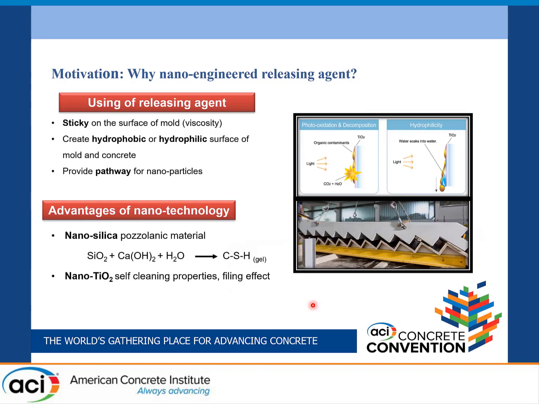The first one is using the releasing agent sticking on the surface of the mold, creating a hydrophobic or hydrophilic surface of the mold and the concrete surface, and providing a pathway for the nanoparticles. And for the advantages of nanotechnology, we use two kinds of nanoparticles. The first one is nanosilica, a pozzolanic material, and the second one is nano titanium dioxide, which is used for its self-cleaning property, like a photocatalyst, and for the filling effect in the cement.